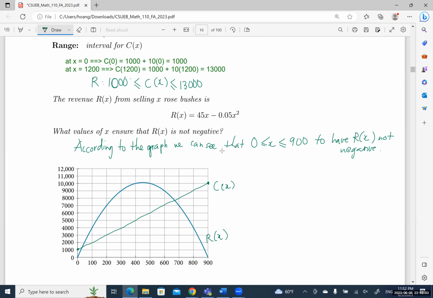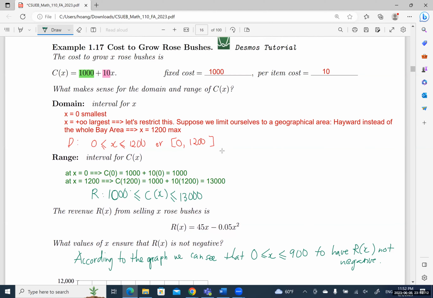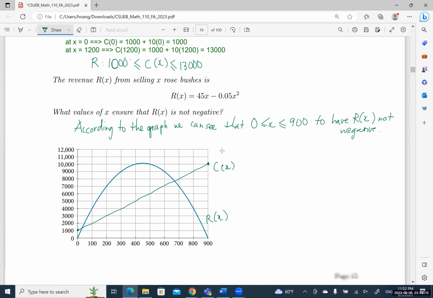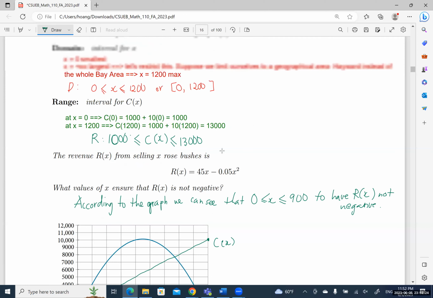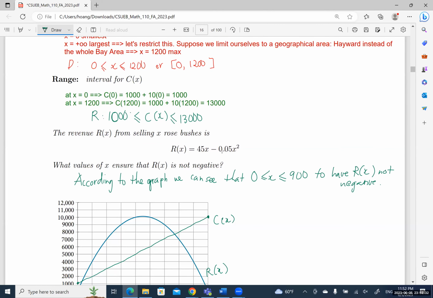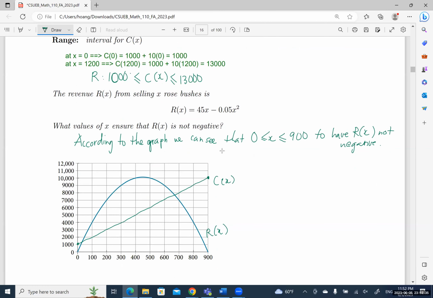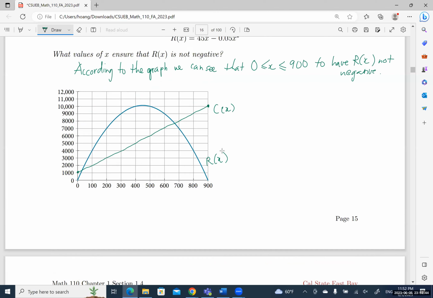Okay, so at this point, I just need to adjust only the X value, from 0 to 900, instead of using the domain as before, which was from 0 to 1200, right? And the range I could adjust or stay there as up to 12,000. That's fine too. All right. So this one is done.